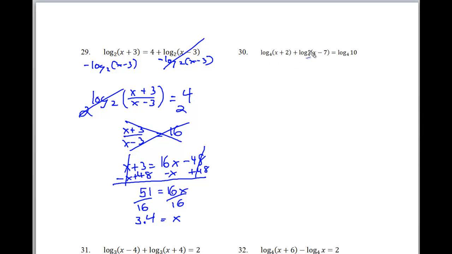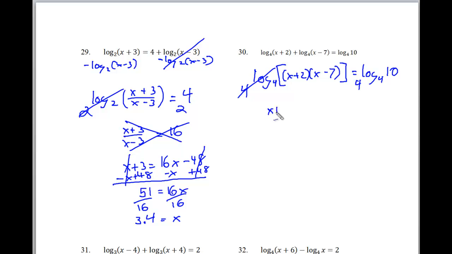Problem 30. Putting this together in the same log is going to be, and I'm going to use brackets here, this is going to be x plus 2 and x minus 7. And this is going to be log base 4 of 10. What this means is we got to get rid of these logs, so I'm going to basically have them in the exponent of base 4. Simplifies these logs, so now all I have left is x plus 2 and x minus 7, which I will FOIL in the next step, and that simplifies to 10.